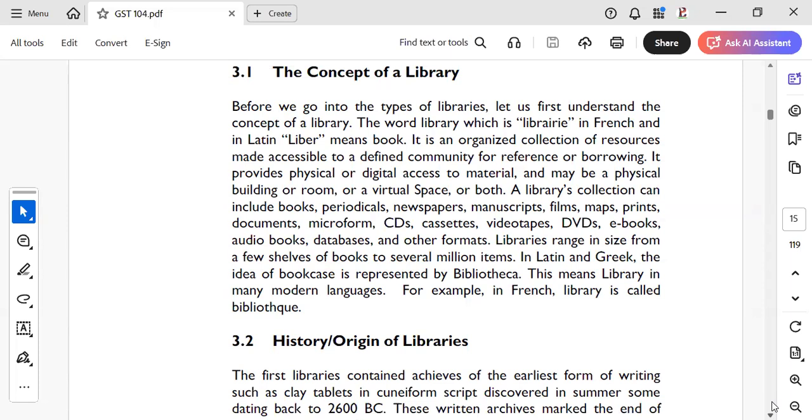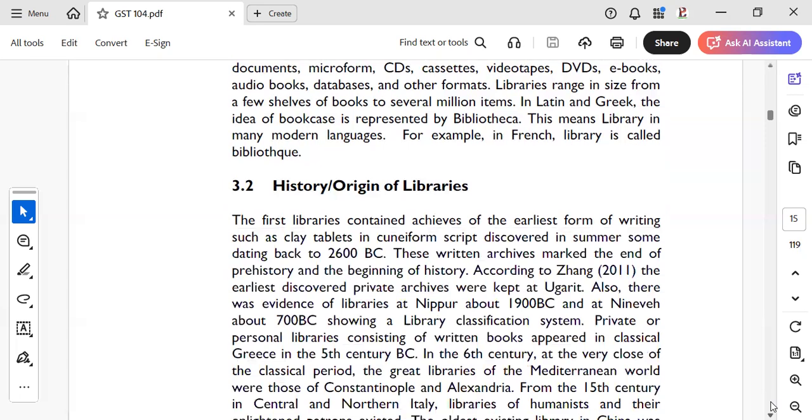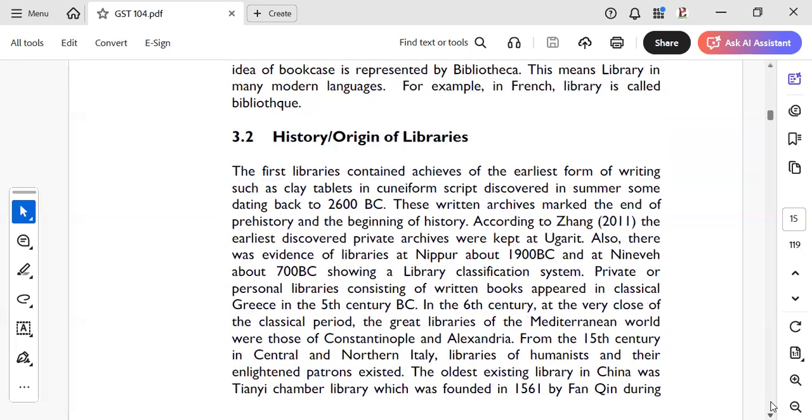A library's collection are just those things we can find in a library. We mentioned some of them to include periodicals, newspapers, manuscripts, films, maps, prints, documents, etc. Those are things you can find in a library. It's not food that you will find in a library. And under brief history, we talked about the origin of libraries.